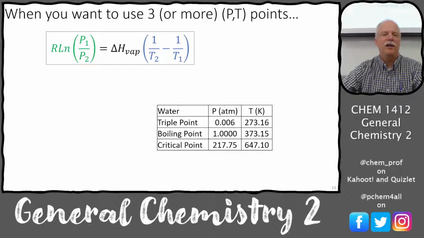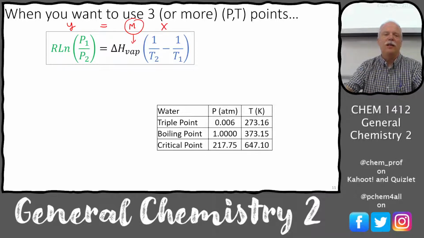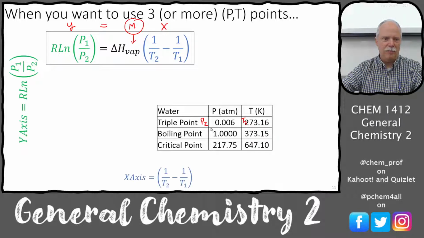Okay, so look at our equation. I've color-coded it. This could be plotted where this is y equals mx. And so if I plot these points and find the slope, it is equal to the delta H of vaporization. Okay, but these are some really weird pieces. For y, I have to calculate R ln P1 over P2. And so I'm going to label this one as P2. That'll be our standard number, and this is T2. So for all of these, that's going to be P2 and T2, and then I'm going to have y values and x values. So let's calculate the y values.